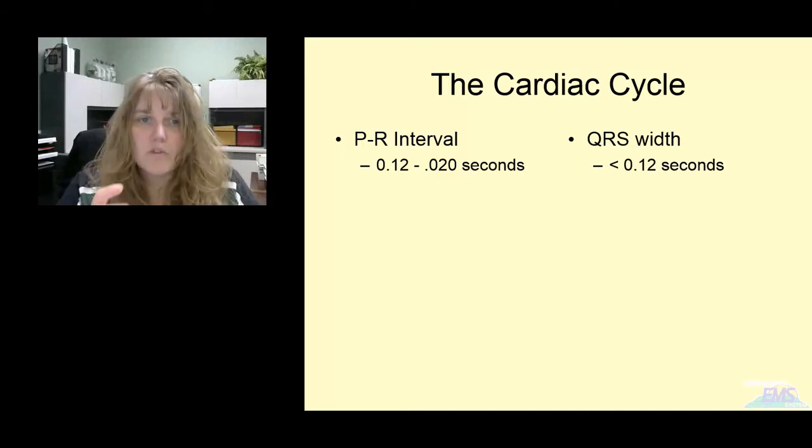So our PR interval should be 0.12, but it should be no greater than 0.20. So the PR interval should be no greater than 0.20. The QRS complex should be no greater than 0.12.